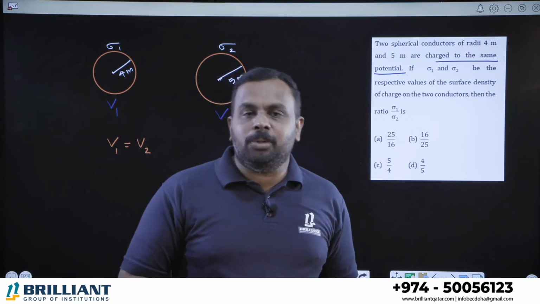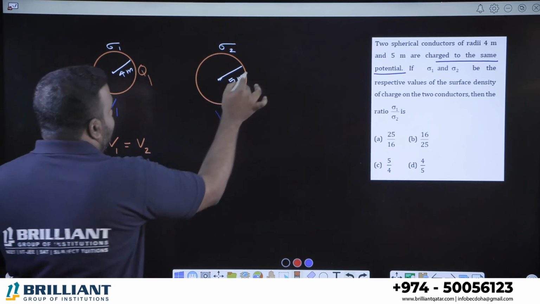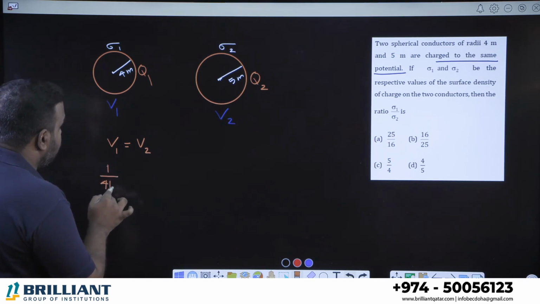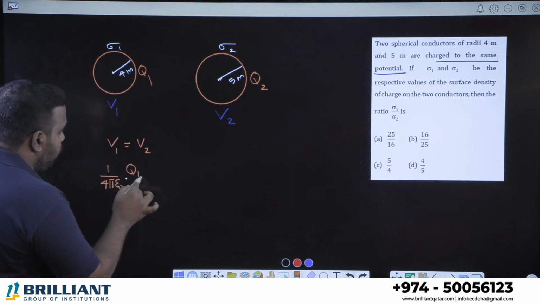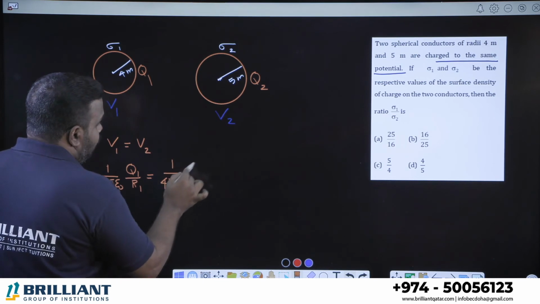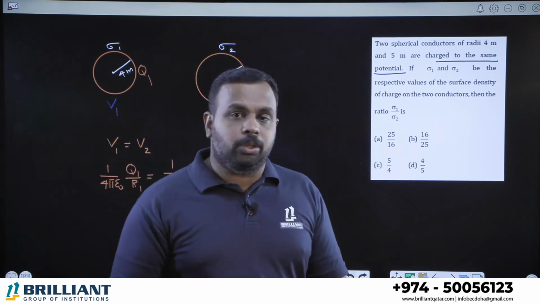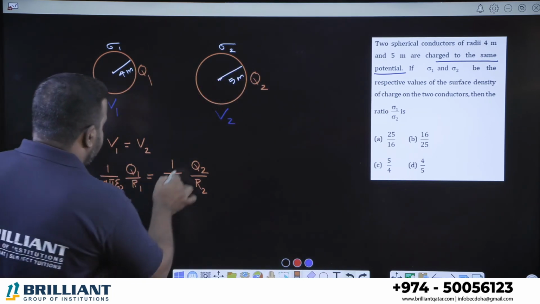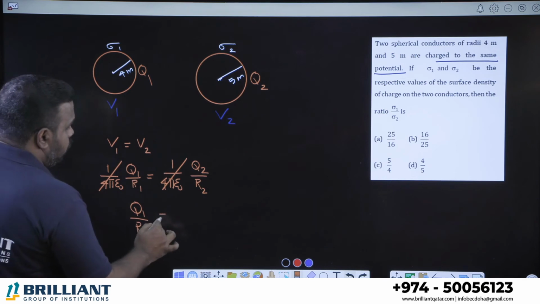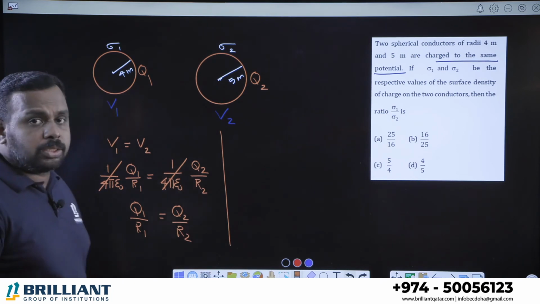What is the formula for potential due to a charged sphere? If you are taking Q1 as the charge on the first sphere and Q2 as the charge on the other, the equation is V1 is 1 by 4 pi epsilon naught into Q1 by R1 is equal to 1 by 4 pi epsilon naught into Q2 by R2, because the potential due to a charged spherical shell is 1 by 4 pi epsilon naught Q by R. Alright, so here 1 by 4 pi epsilon naught gets cancelled. We get Q1 by R1 is equal to Q2 by R2.